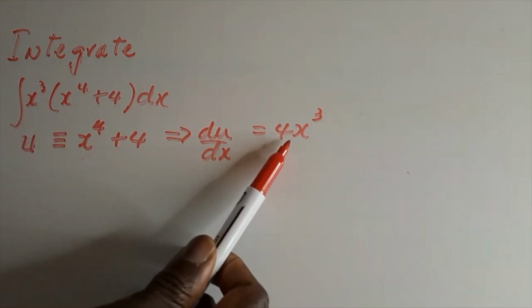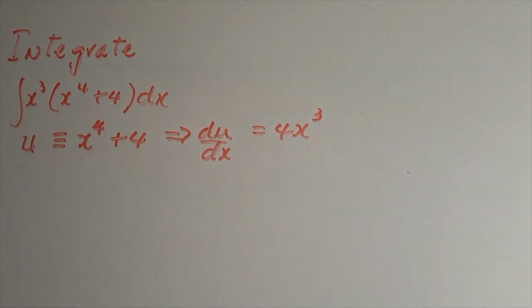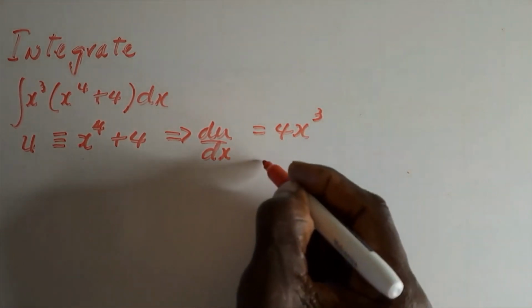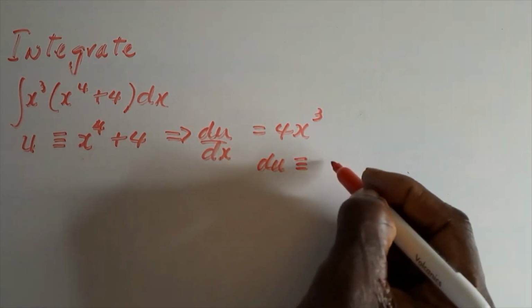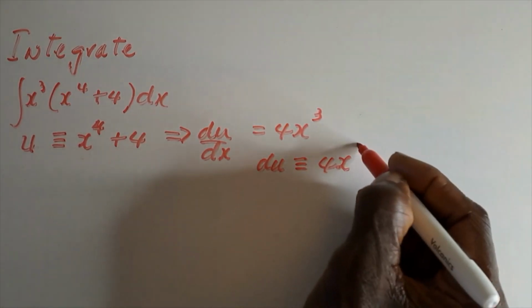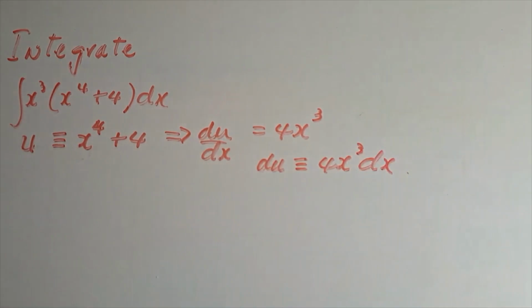have 4x cubed. So we have x cubed there. We can actually transpose and just have what x cubed is equivalent to in terms of the new operator du. And let's further to that, we'll just write that as du now. The new operator is 4x cubed dx.